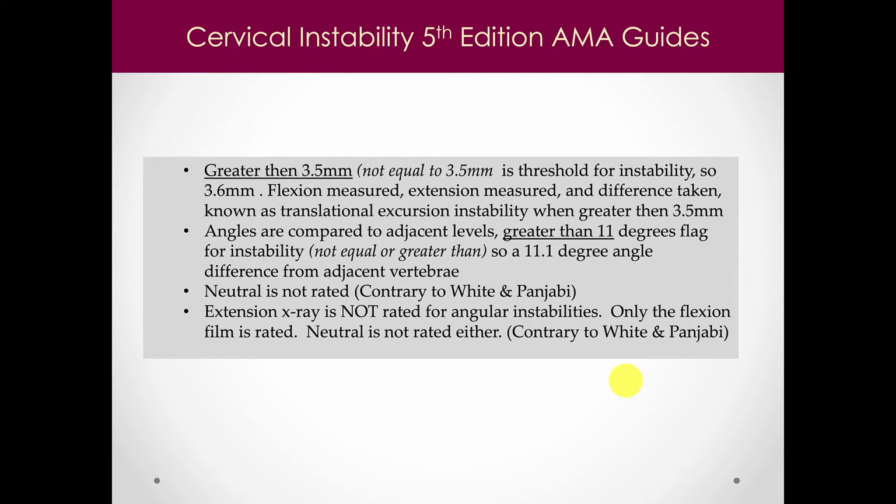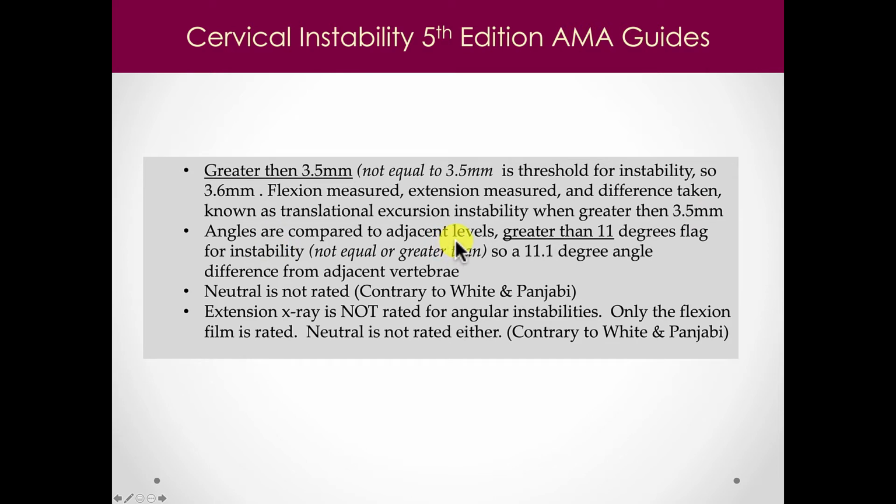So you want to do the best you can for that patient and identify these problems, so that you can address them correctly in your practice to help them. So with that being said, here's the 3.5 millimeters. Essentially it would be 3.6 or greater, right? It's measured on flexion, measured on extension, and then the difference is taken, called the translational excursion. When it's greater than 3.5 millimeters, the 5th edition classifies that as an instability. The angles are adjacent to one another.